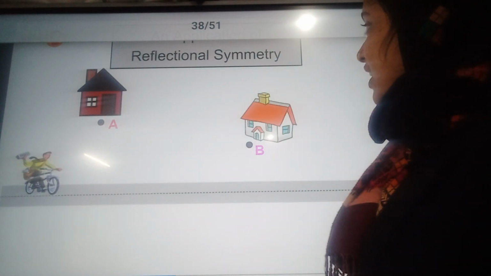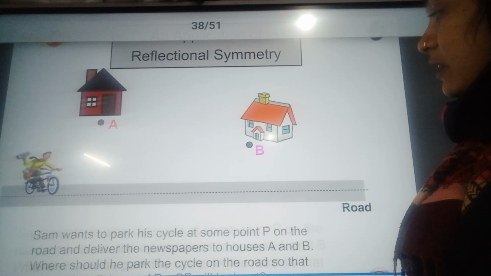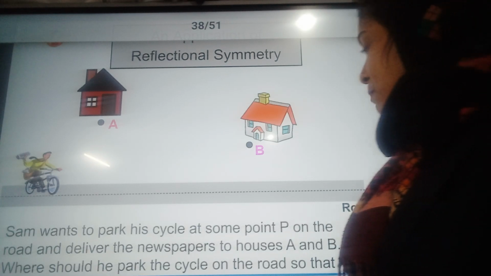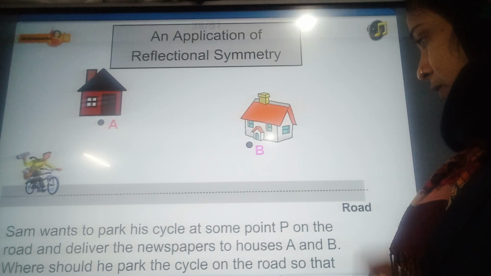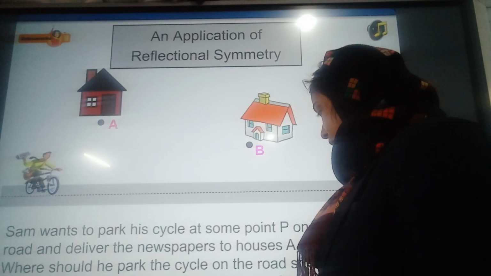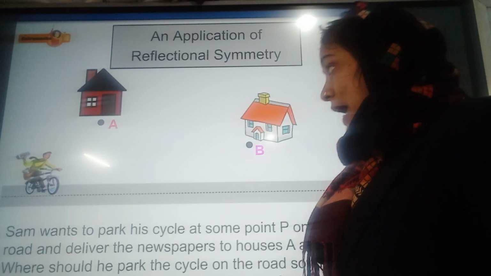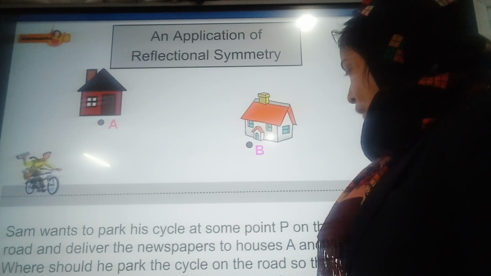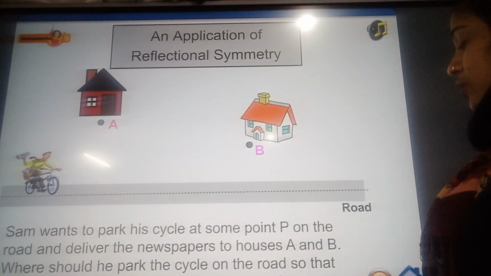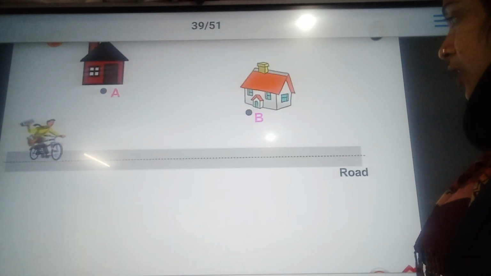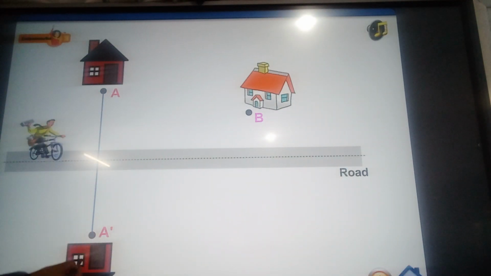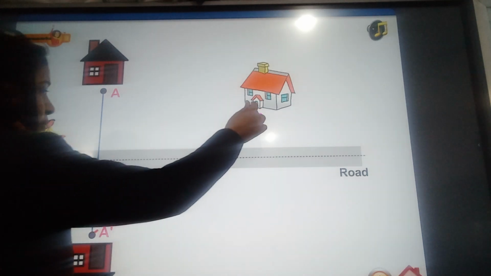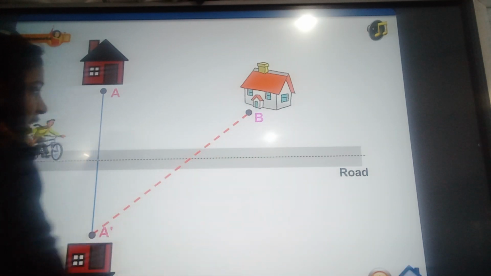Alright, so here the application of a reflection symmetry we can see. Sam wants to park his cycle at some point P on the road and deliver the newspaper to the house A and B. Where should he park the cycle on the road so that his walking distance AP plus BP will be least? Okay, so this is the question. So if I consider this as a mirror line, the reflection of A will be here somehow, A dash. The reflection of B will be here somehow, B dash.